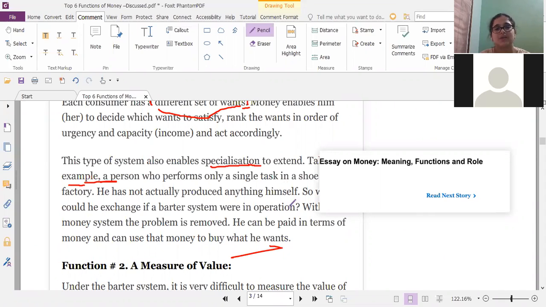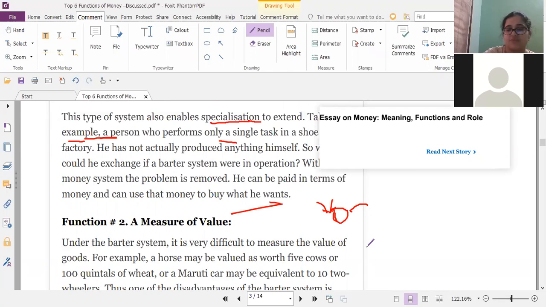So again, the shoemaker, the one who's working in a shoe factory, can be paid in money as a salary, and that salary, the person, the producer, can spend anywhere he or she wants to, according to their necessities. So this is one point.